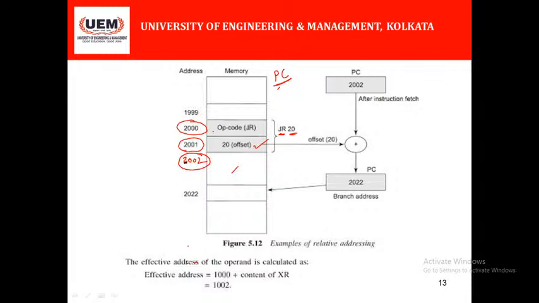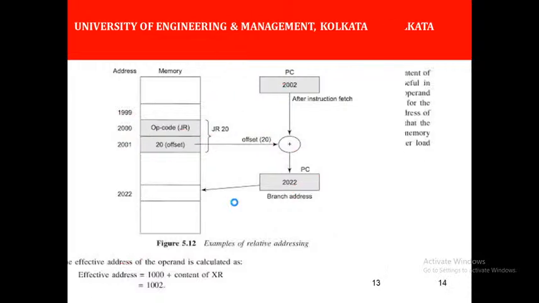So we need to point to the 2002 instruction. Now 2002 and 20 will be added. The result is 2002 plus 20, that is 2022. We go to 2022, we jump to the 2022 address. So in this way we are calculating the operations in PC relative addressing mode.